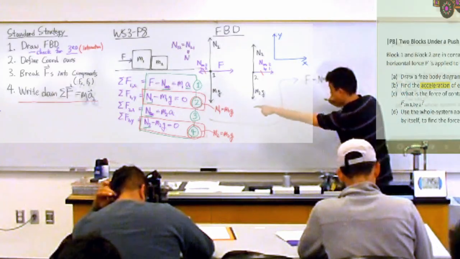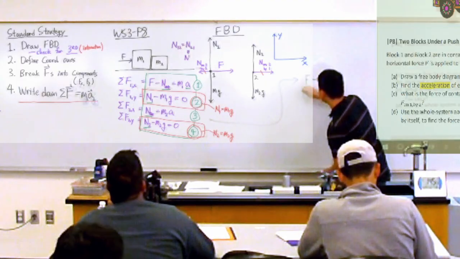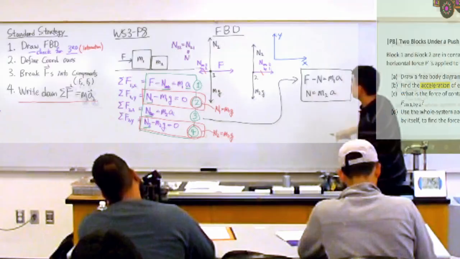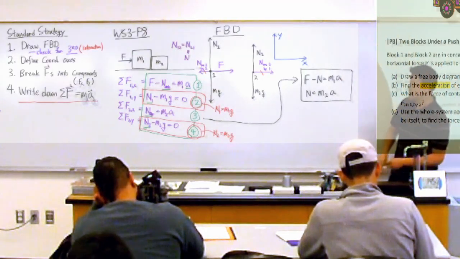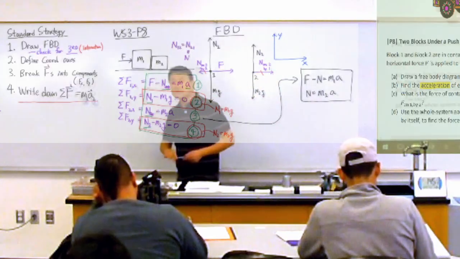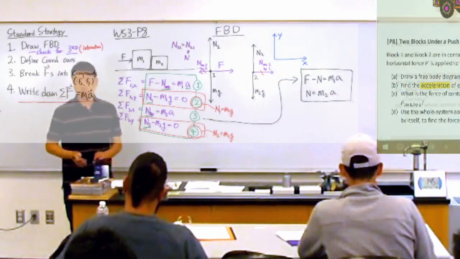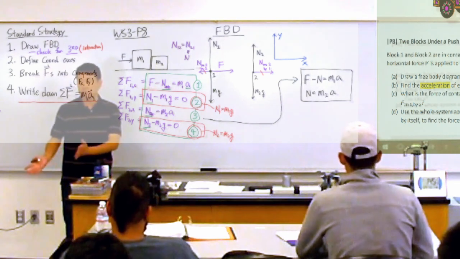And N is equal to m2a. This is the cleaned up version of Newton's second law equations, once you realize that these two forces are equal to each other by Newton's third law. And this is, by the way, how you should be using Newton's third law.